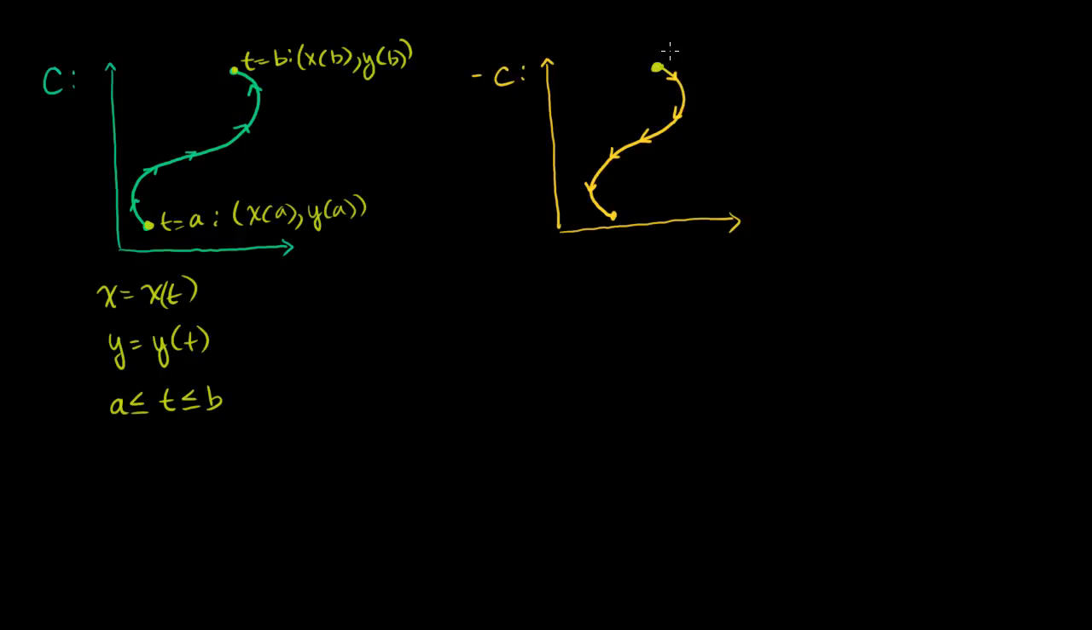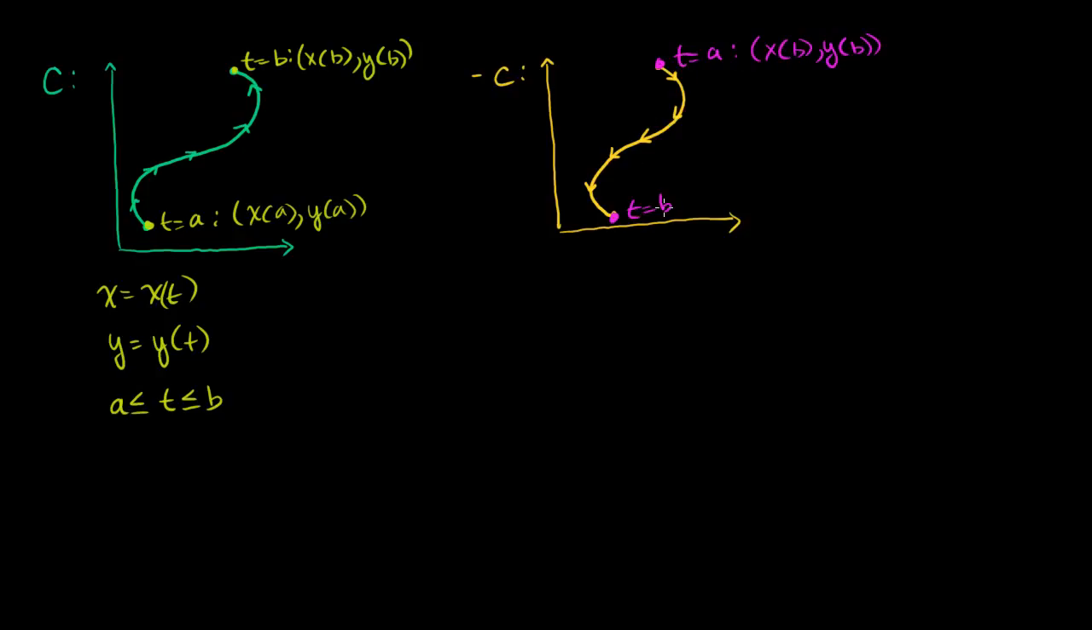So I want this to be t is equal to a. Let me switch colors. Let me switch to maybe magenta. So I want this to be t is equal to a. And as t increases, I want this to be t equals b. So I want to move in the opposite direction. So when t is equal to a, I want my coordinate to still be x of b, y of b. When t is equal to a, I want a b in each of these functions.